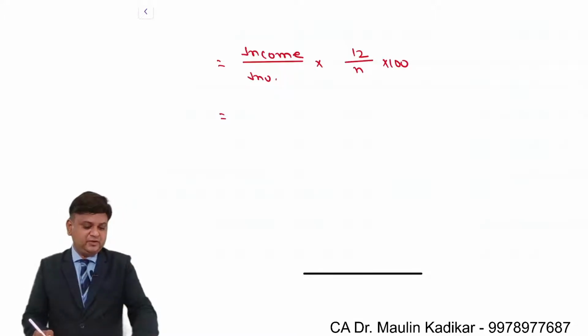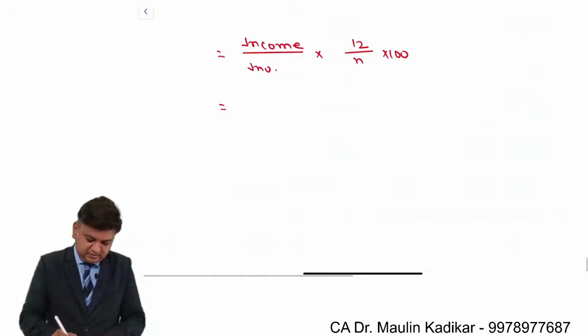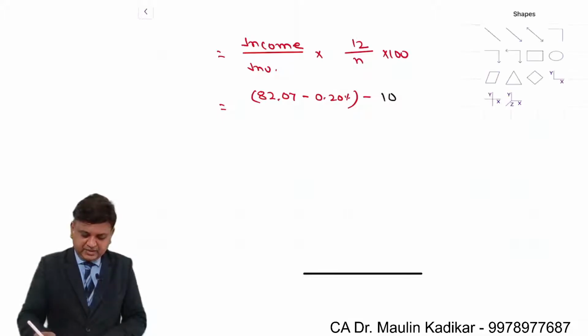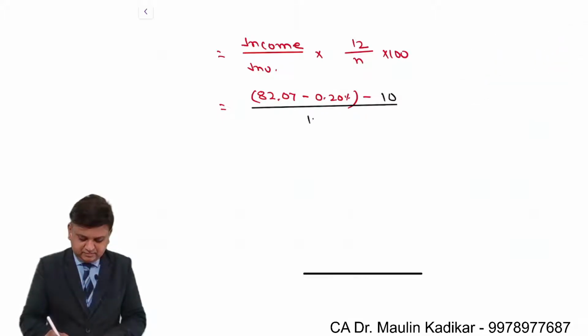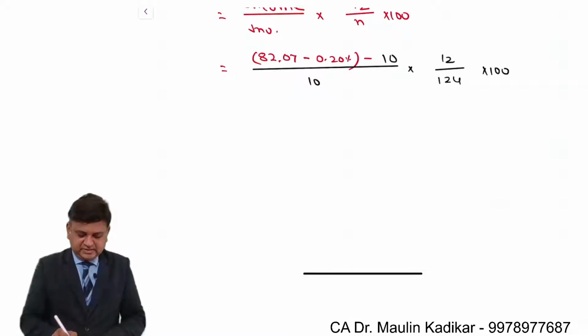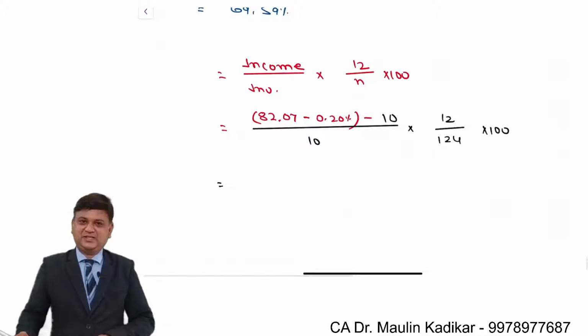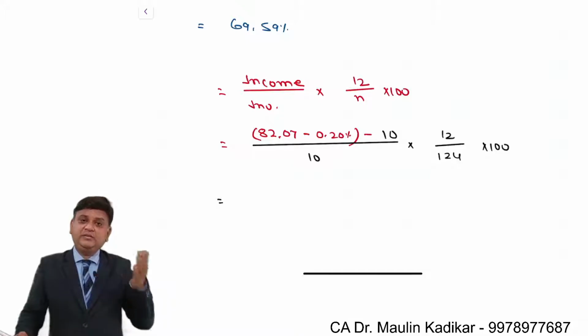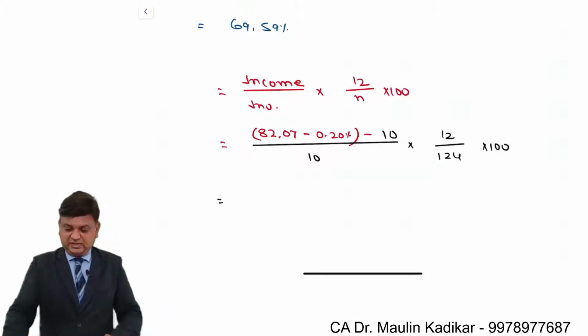What is the redemption value of the unit? It is 82 rupees 7 paise less 0.2 percentage, minus purchase price 10, divided by 10 once again, into 12 divided by 124 into 100. That is the way you can do the simple calculation of the answer, because the redemption value is 82 rupees 7 paise. When you redeem the investment, you have to pay the security transaction tax.